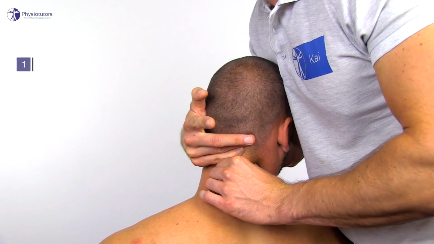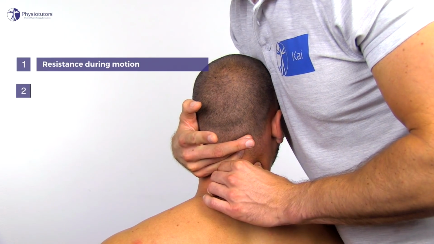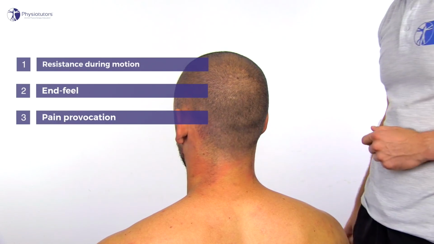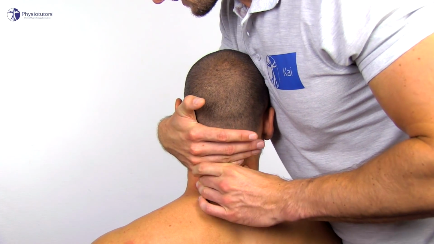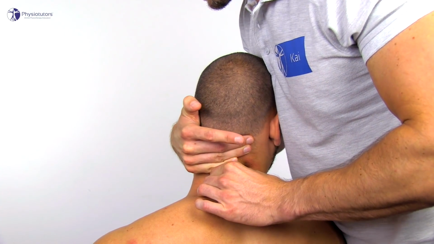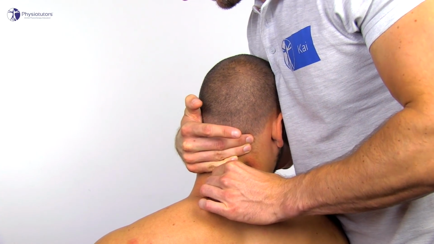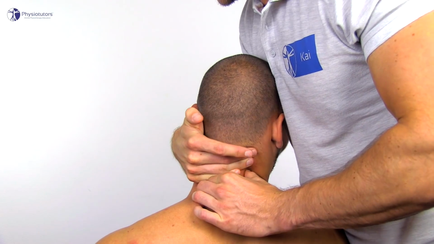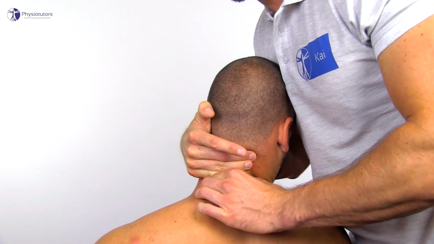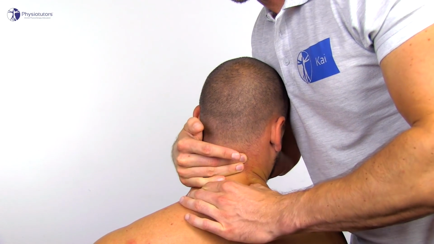Each component is judged on resistance during motion and feel, as well as possible pain provocation compared to the segment above or below. In order to assess the lower segments, move your fixating hand down on C4 with your working hand on the contralateral arch of C3 and perform a 3D flexion movement and continue this way until you reach C7 with your fixating hand.